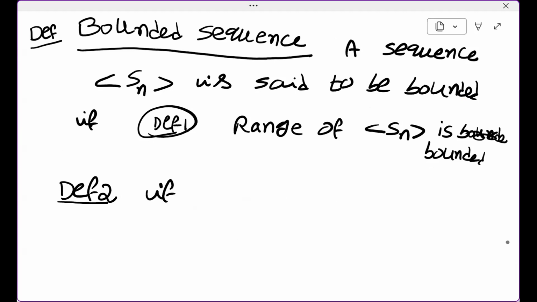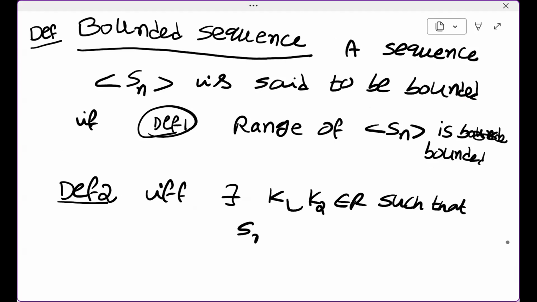If and only if there exist two real numbers, k1, k2, such that Sn is between k1 and k2, greater than or equal to k1 and less than or equal to k2, for all n equal to 1 to infinity. That means S1 should be between k1 and k2. S2 also should be between k1 and k2. S3 also should be between k1 and k2. Then k1 is what is called the lower bound, k2 is what is called the upper bound.